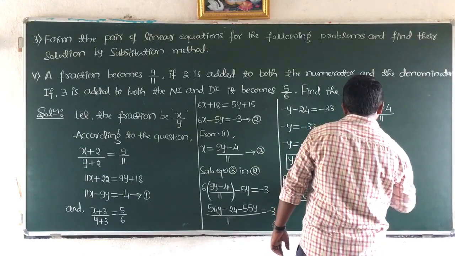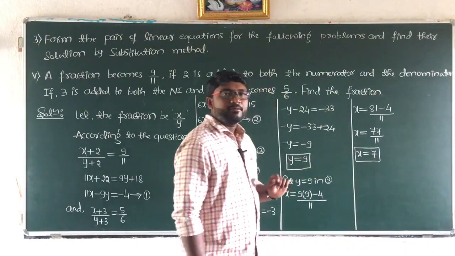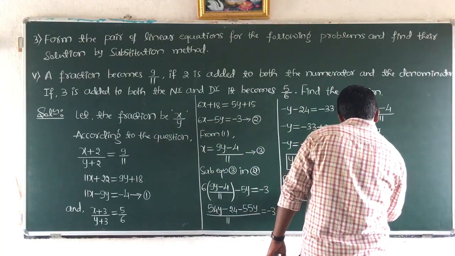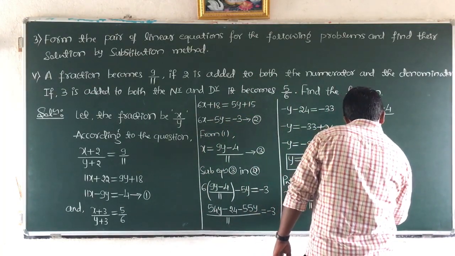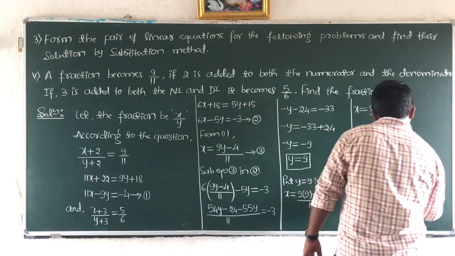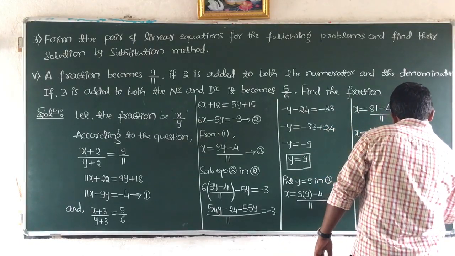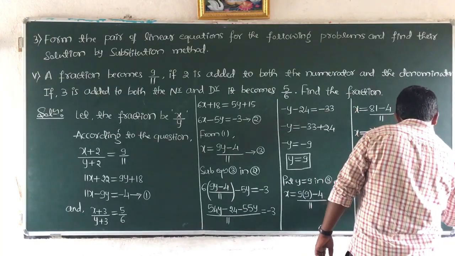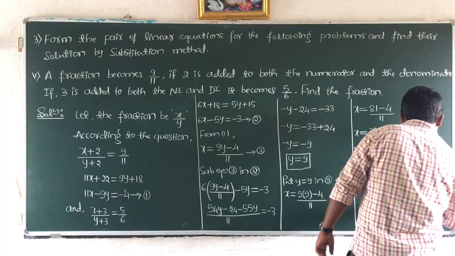So we have got the value of x. Now what is the fraction now? It is x by y. Therefore the fraction is equal to x by y, that is 7 divided by 9.